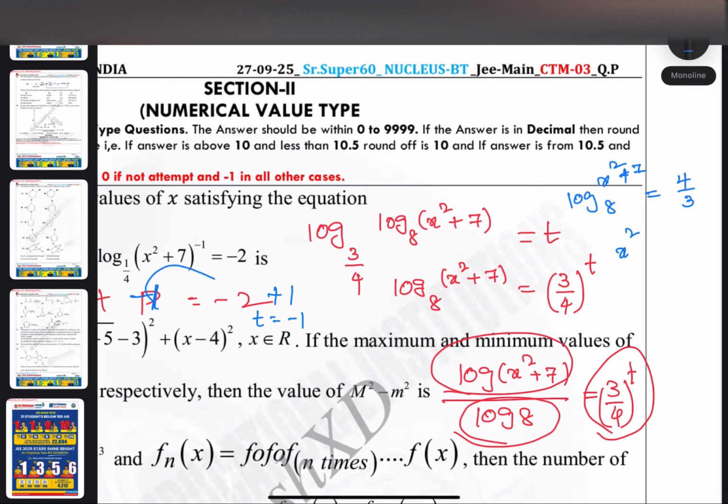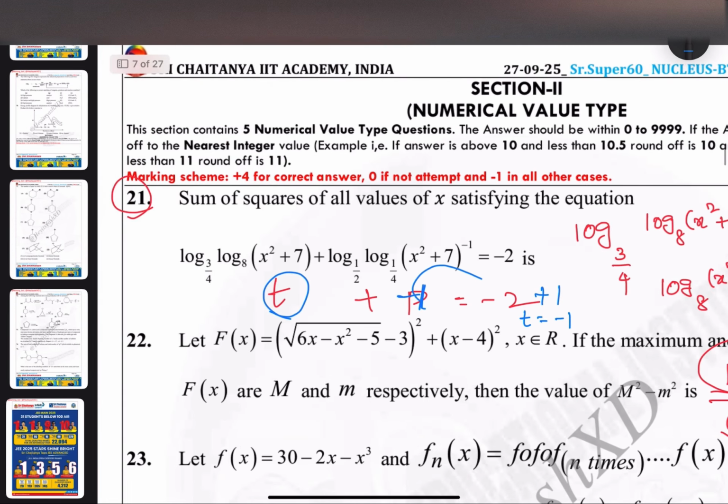Okay. So x square plus 7 is equal to 8 power 4 by 3. So 8 can be written as 2 cube whole power 4 by 3. 3 and 3 get cancelled. 2 power 4 is 16. And when this 7 comes to this side, x square will be 9. x is equal to plus or minus 3. So we got two values of x.